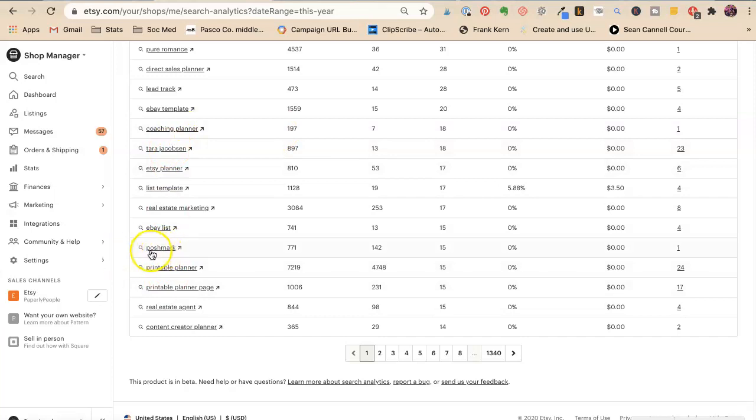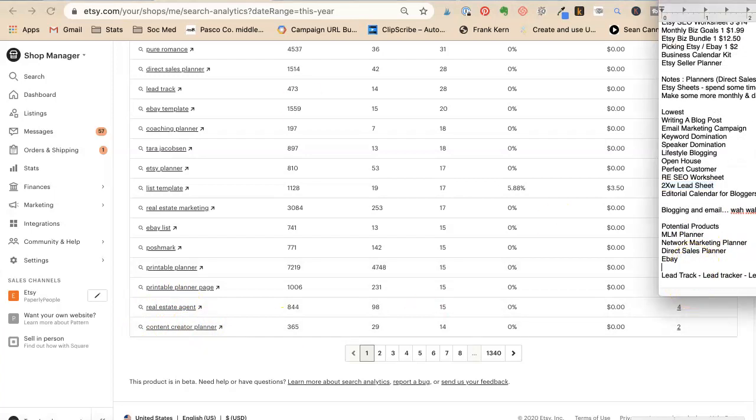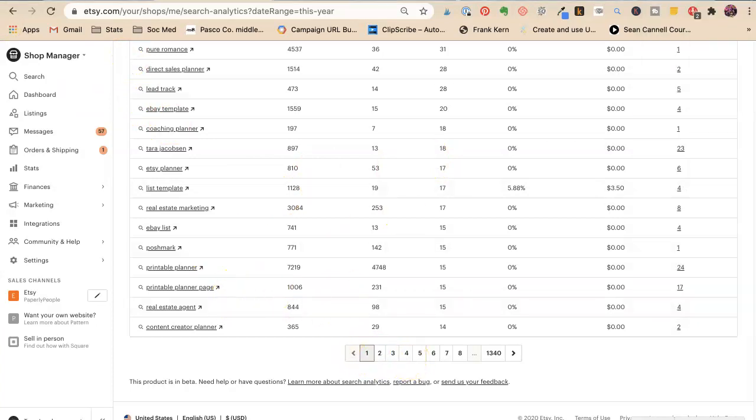Poshmark. I used to have a Poshmark form. Somebody stole it and then turned me in. It was exactly like all my other ones, but you know what? I don't have time for it. Printable planner page, real estate agent, content creator planner. I know I don't have anything that says that. I have a blogging planner that I could change into a content creator planner, and it would be very good. So now let's go look.